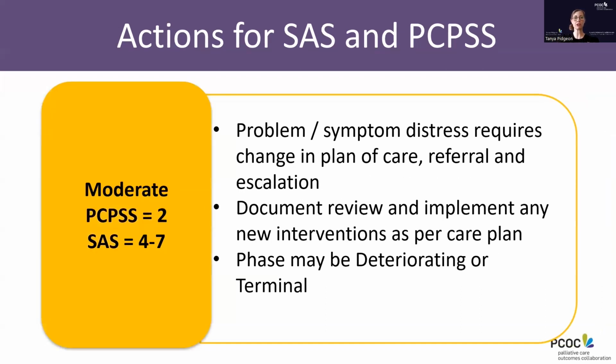Moderate scores and what they can trigger. A palliative care problem severity score of 2 for any of the domains and a distress SAS score between 4 and 7 for any of the 7 symptoms would tell you that the patient's problems or symptoms require a change in the plan of care, if not already anticipated in the plan. And referral and escalation is required to address the symptom or problem in a timely way. Document the existing care plan that it is not working and a change in the intervention or treatment is required.